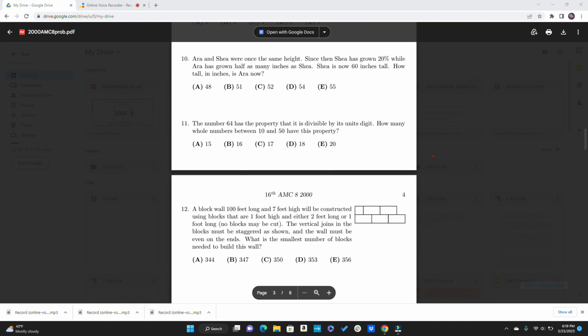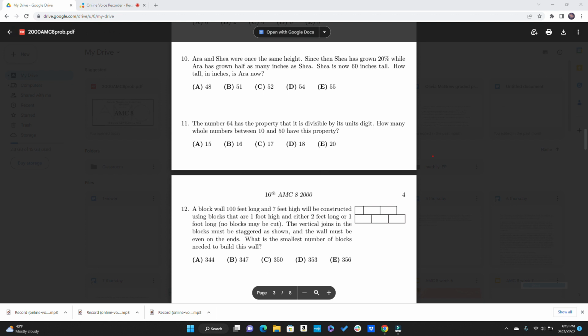Cool. So we want numbers between 10 and 50 where the number is divisible by its units digit. So for example, we have 64 is divisible by 4, right? 64's units digit is 4, 64 is divisible by 4, so that meets the property.